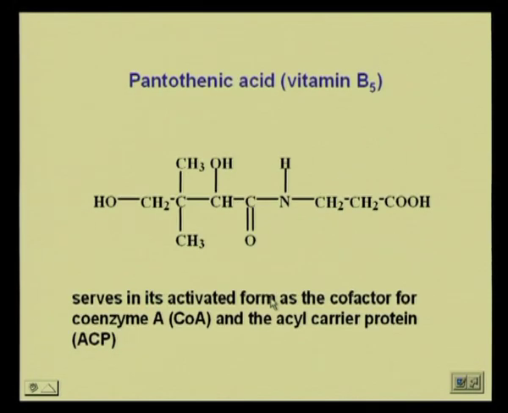So, what is the next one? Pantothenic acid. This is vitamin B5. We are not going in a specific order like 1, 2, 3, 4, 5, 6. It is just depending on how we are getting to the particular activities of the enzymes. Now, this is a very important vitamin. The reason being that it actually is the cofactor for what is called coenzyme A.